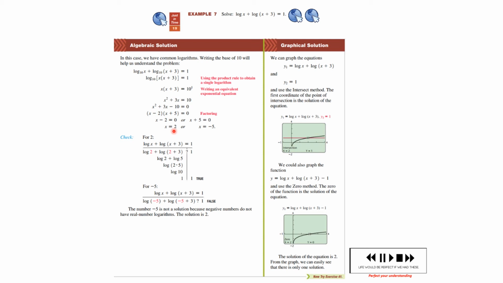Now I have to check these solutions because they have to fall in the domain of the original problem. But if I check, I find that 2 will work, but minus 5 will not, so I reject this answer, and the only answer that we have is 2.